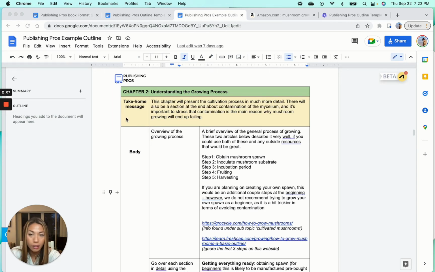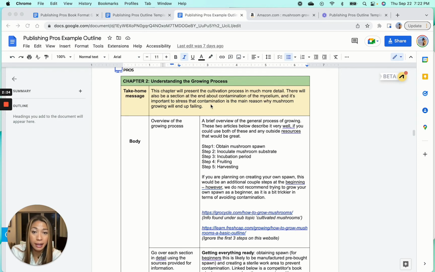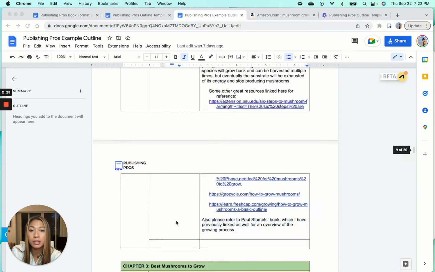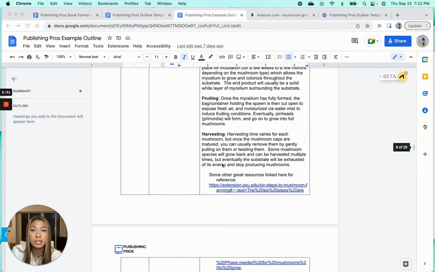So again, this chapter says understanding the growing process. The take-home message is this chapter will present the cultivation process in much more detail. In chapter 1, it was already mentioned, but in this chapter, the author wants the ghostwriter to go into much more detail. And it basically just, again, gives the topics that they want included in the chapter, so all the different topics and then all of the different references.